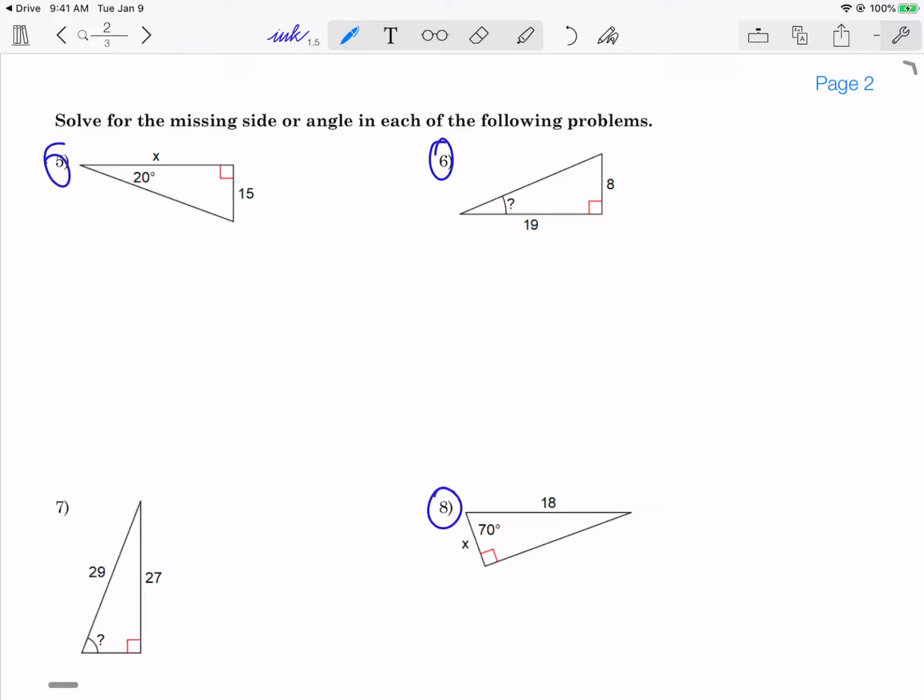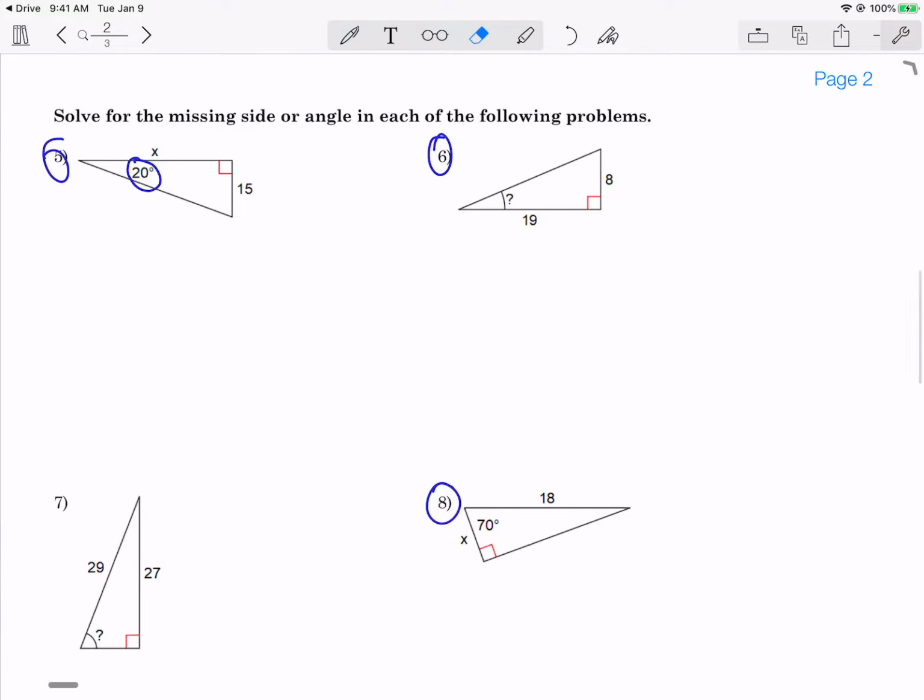Here we go. I'm going to circle the angle first. Label your sides. We don't have a hypotenuse. We do have opposite the angle, and next to the angle, that's our adjacent. SOHCAHTOA. I have O and A, so I'm going to use tangent.